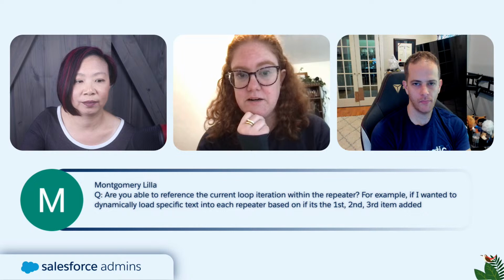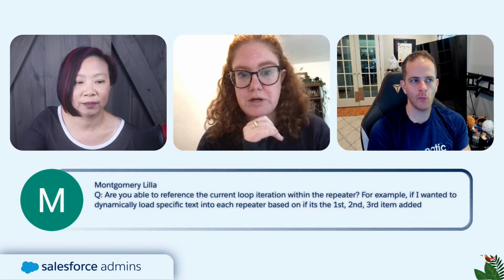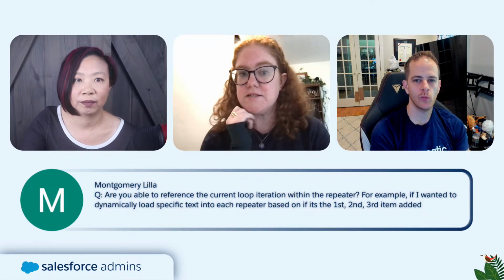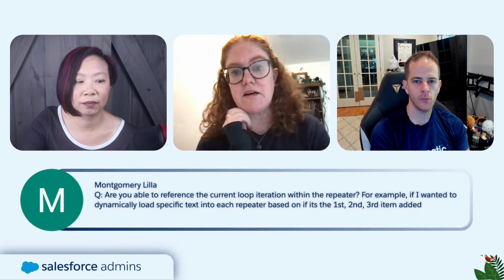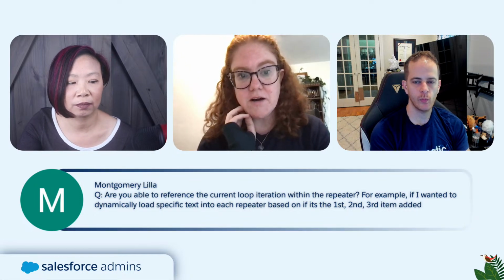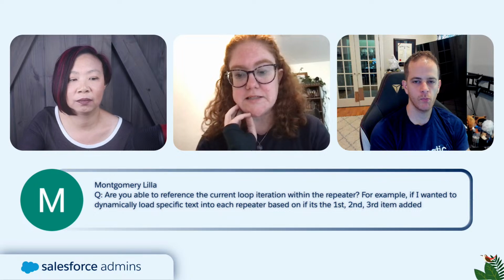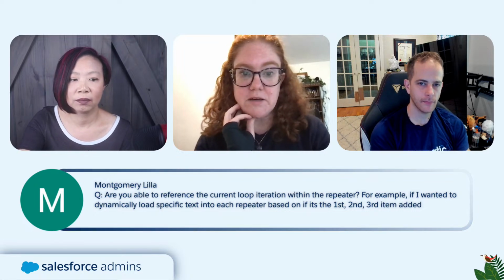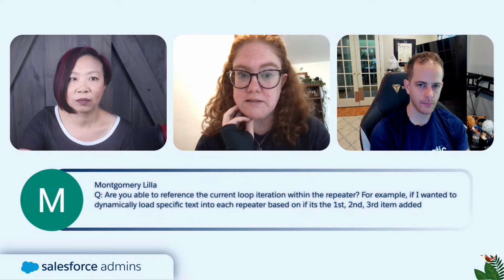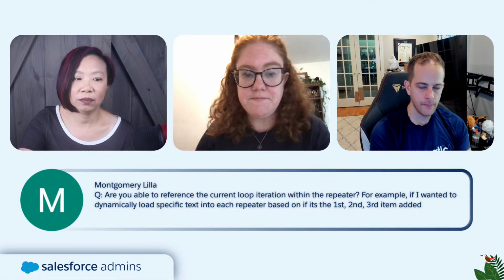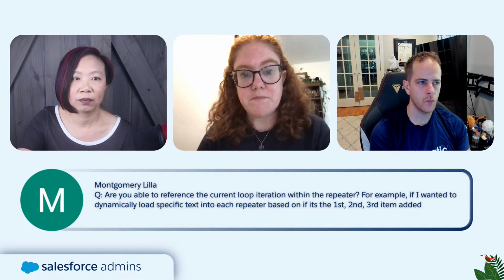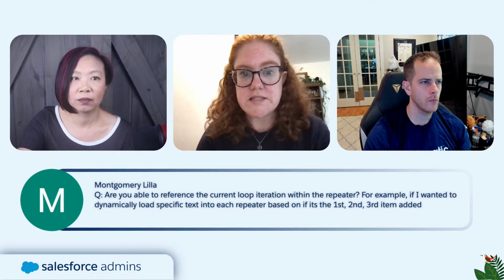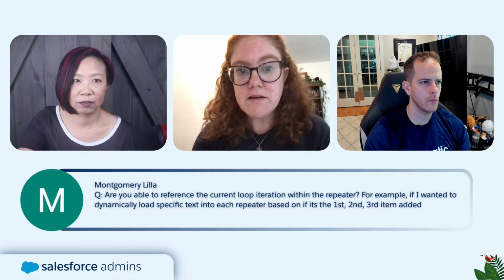I would love to hear from Montgomery a bit more about the use case, because we were thinking about adding an iteration identifier, but what we really need is some more detailed use cases in order to make it worth investing the time to add that in. So yeah, would really love to hear more detail about what you want to do with this.